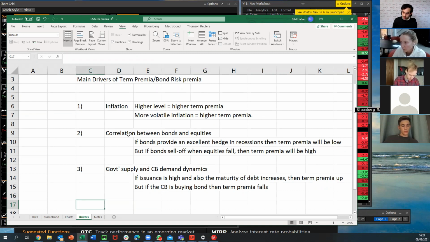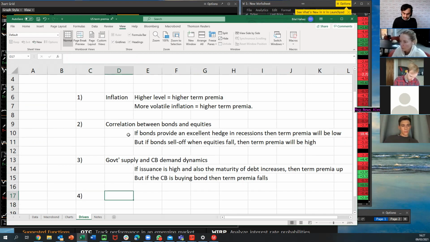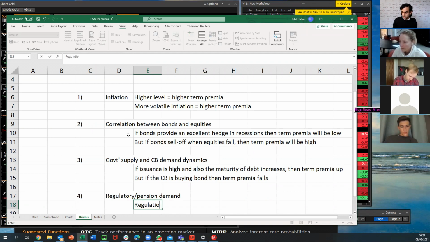Then the other one is what I would call regulatory / pension fund demand. So what this is, is that regulations can force banks and other financial institutions to hold bonds, government bonds.